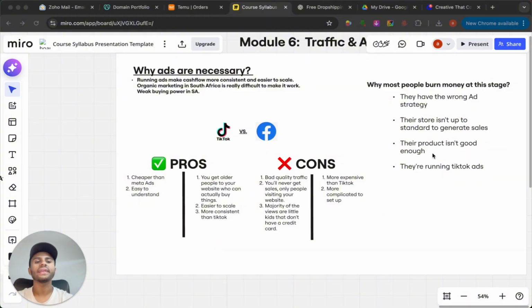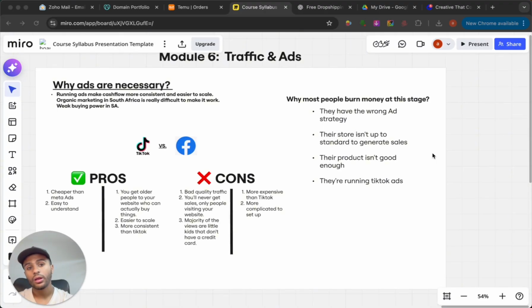So yeah, now why do most people burn money at this stage? A lot of people are using the wrong ad strategy. That's the way that they structure the ads when it comes to running a CBO, a campaign budget optimization, or the ad set level budget optimization. Those two play a role in it, and the way that you structure it, the different angles, etc. I know some of you might be complete beginners to dropshipping, so you might not understand what I'm saying, but when you start getting in the game, you understand what I'm saying.